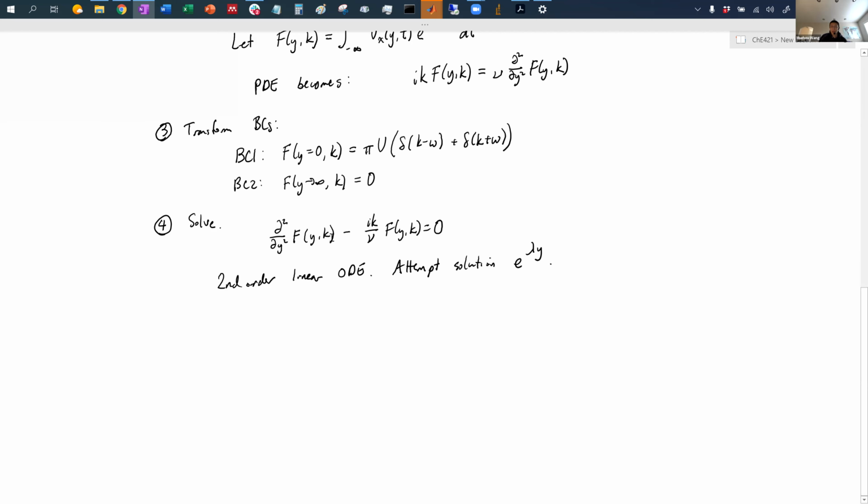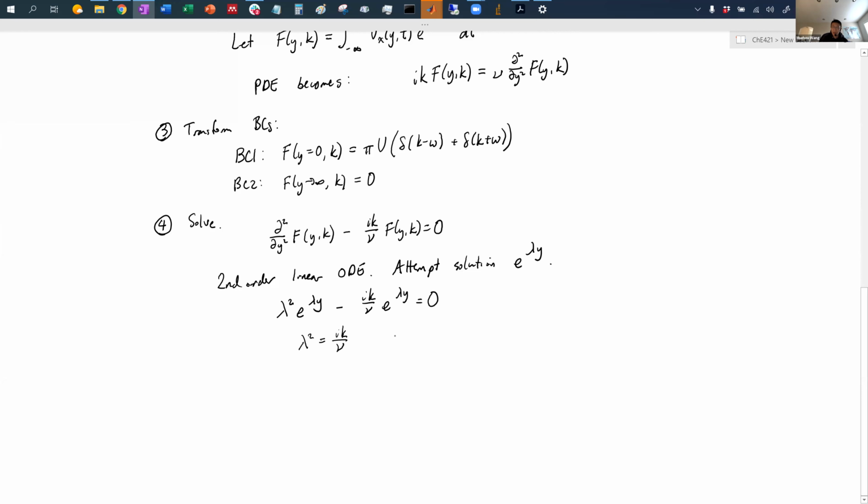I'm going to plug this guy into here. Okay, and so two derivatives of this exponential looks like this, and then one derivative looks something like this. And then we solve for lambda. The way that we can solve for lambda is we realize that there's an e to the lambda y in both terms, and so we can cancel that out. And so we get lambda squared equals ik over nu, right?